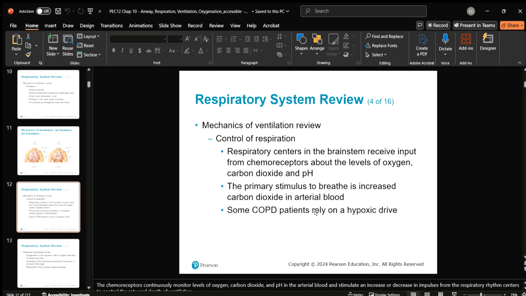So just moving past this. Right here, this is an important part. Some COPD patients rely on a hypoxic drive. Did anybody explain to you guys what a hypoxic drive is? So COPD patients, we're talking about patients with emphysema here, or some type of chronic obstruction.